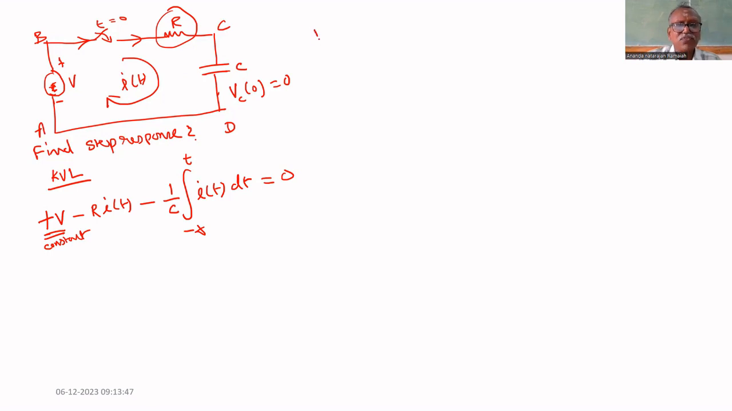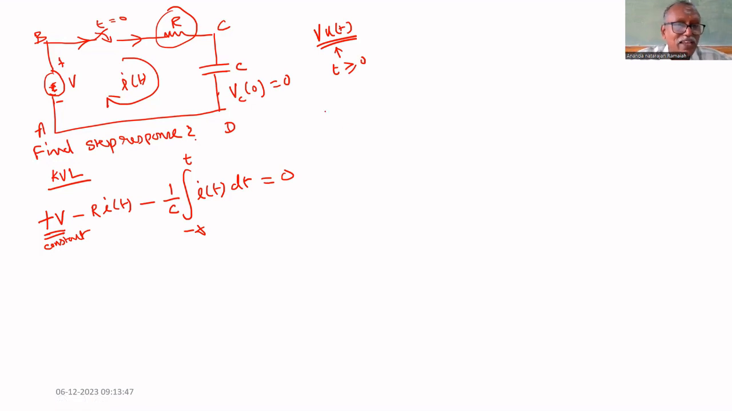you can write this as V u of t. If you write V u of t, it means this function exists when t is greater than or equal to 0, because at t equal to 0 only we closed the switch. That's why we can write V u of t. Or simply you can write V. But you should remember that V is constant.